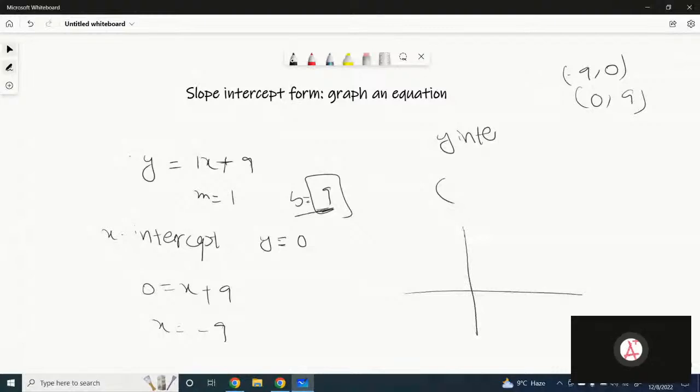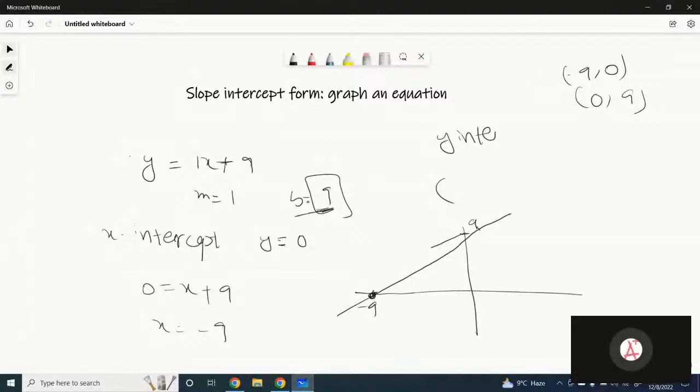Here you have x is negative 9 and y is 0. You are here because here you have negative 9. Then x is 0 and y is 9. You are here. So just join these 2 points to form a line. Here is the line of the equation. That's how you have to graph the lines. Got it? Find the x-intercepts and the y-intercepts.